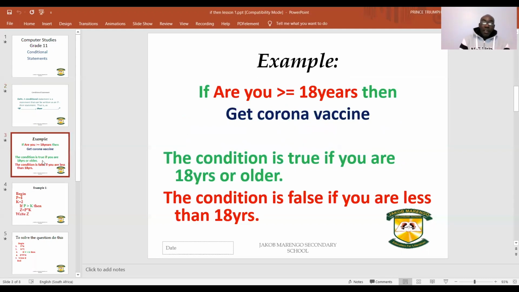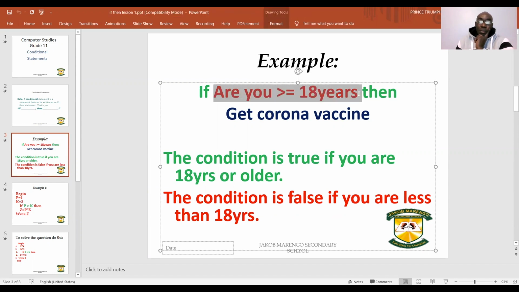I'll give you an example using what you can see on the screen. For example, look at this. If you are greater or equal to 18 years, then get corona vaccine. Let's look at that statement. Where is our condition? This is our condition. The condition is always in between the if and the then.